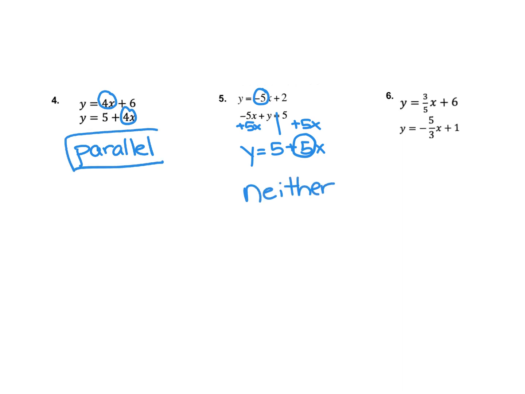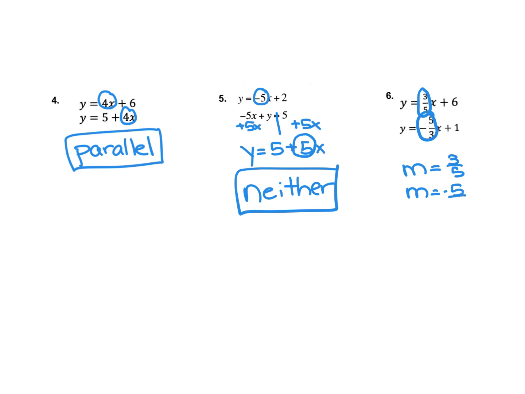It's neither parallel or perpendicular. All right, our next one, we have a slope. They've both been solved for y, a slope of 3/5 and a slope of negative 5 all over 3. So our first slope is equal to 3 all over 5. Our second one, our slope is equal to negative 5 all over 3.